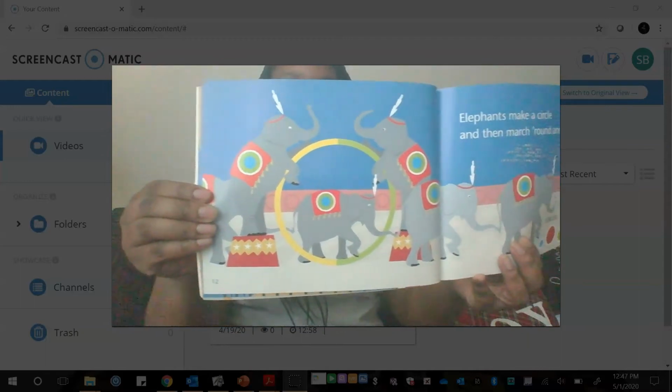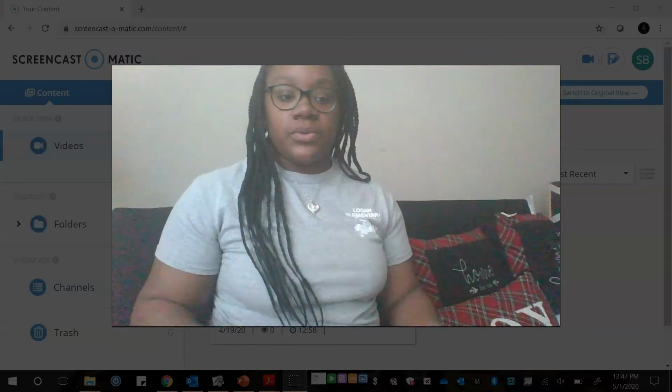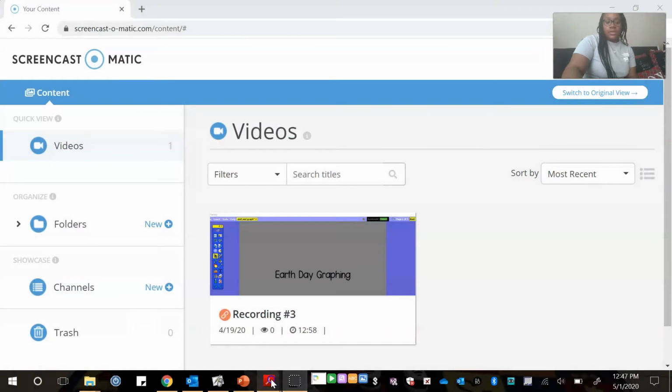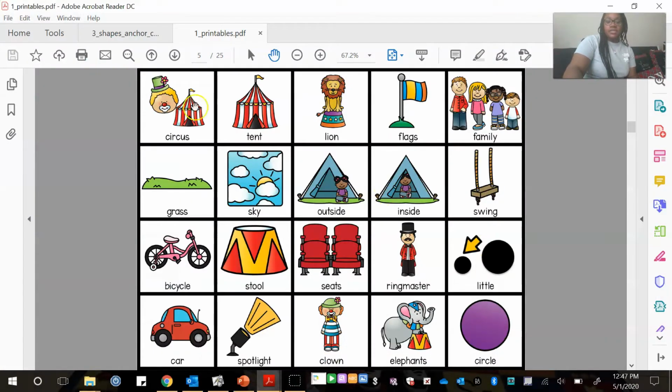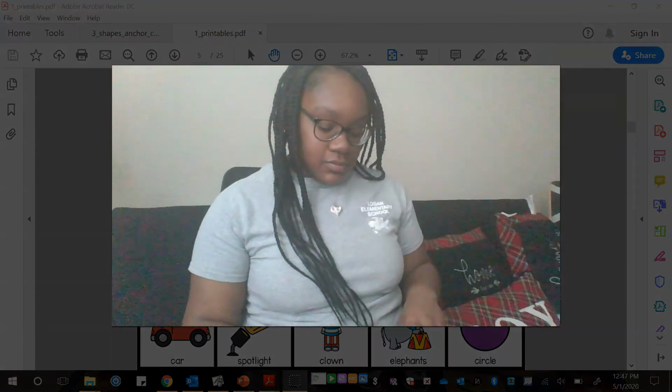So here's our first shape, and it is a circle. So what I want you to do, I want you to find the circle on our communication board. Where is the circle? Good job, the circle is right here. And what color is that circle? That circle is purple. Awesome. We're going to keep reading.